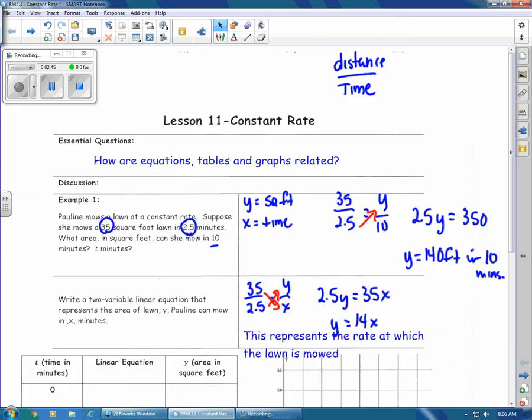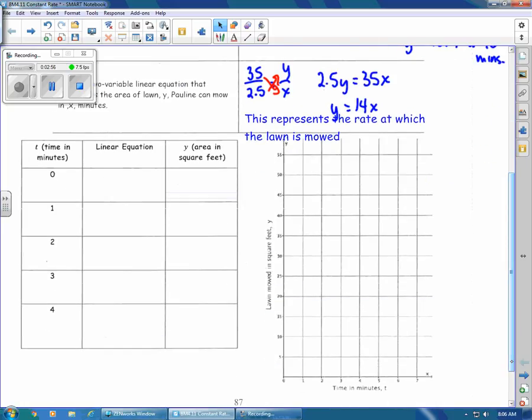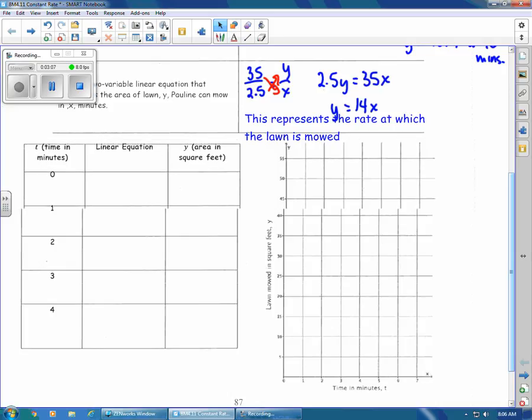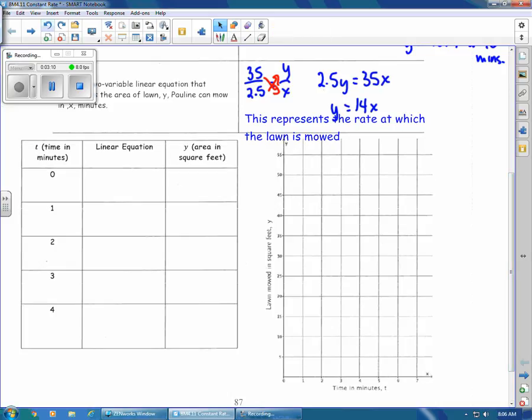This represents the rate at which the lawn is mowed. So I can plug in any value of time for x, and I'll know how much square footage is being mowed. So let's put this to the test here. Now, they changed the variables here. They're saying time in minutes would be t and area in square feet is y. I like to stay consistent. I'm just gonna call this an x. I think we can understand that x is going to be representative of time instead of the t. We don't have to have the first letter of the word that it's representing. So y equals 14x is our equation.